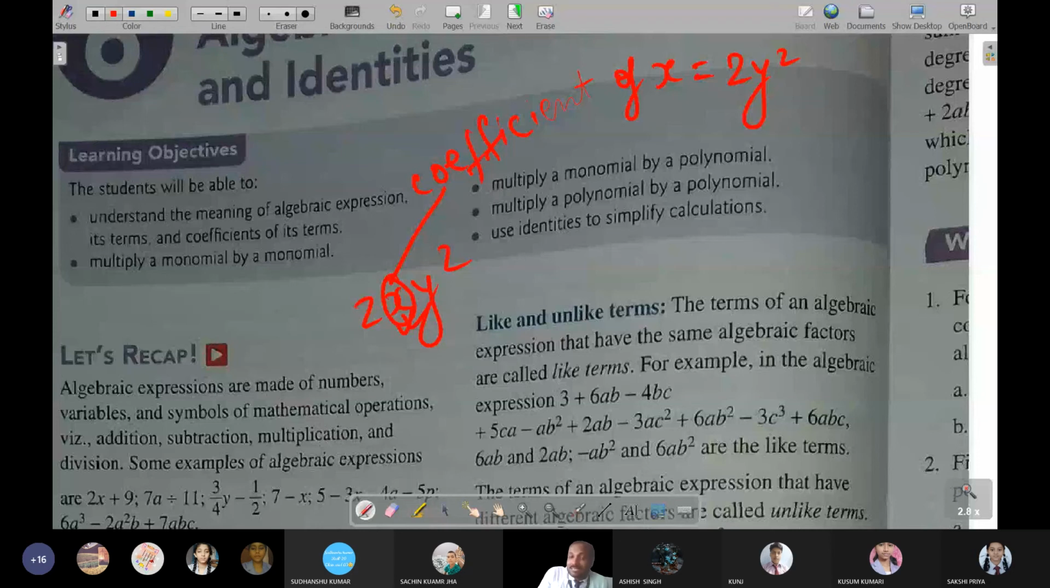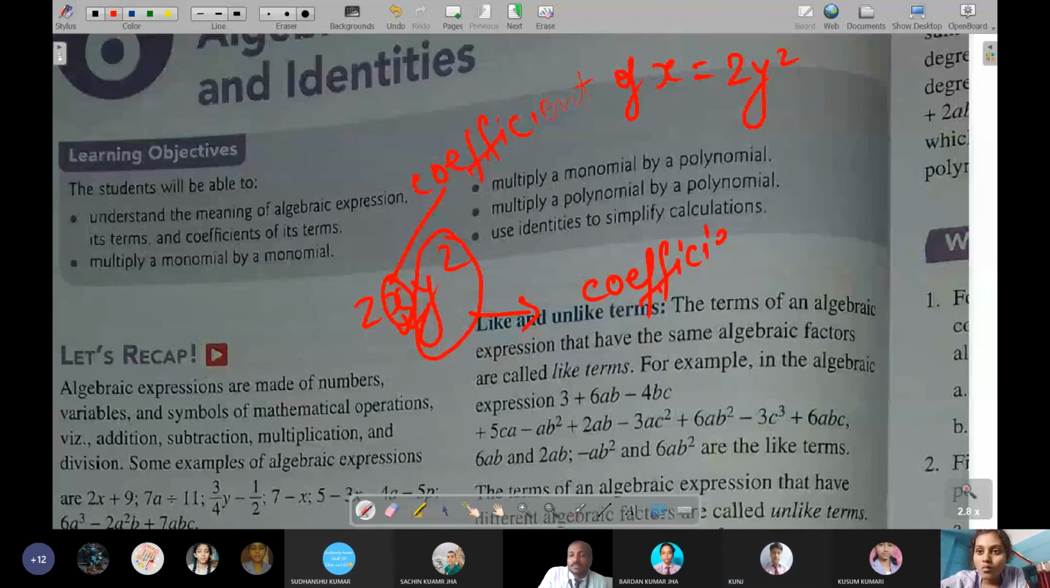Sir, one more example, if it is asked what is the coefficient of y square, then it will become 2x. Coefficient of y square is 2x. Okay. So except that, what it has been said, except that it will become the coefficient.